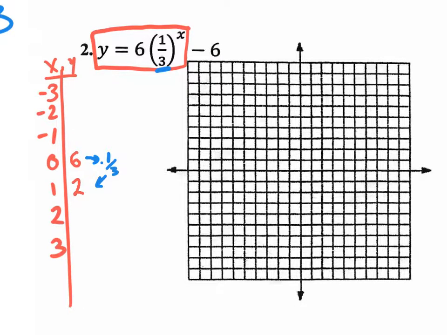And then I need to take the 2, and I need to take that 2 and multiply it by 1/3. Now remember, if you put the 2 over 1, and then multiply it by 1/3, what do you get? 2/3. So you're going to get 2/3, which is less than 1, right? It's a fraction less than 1.